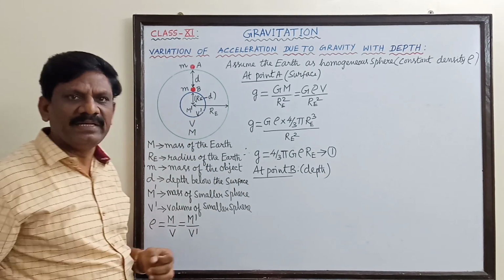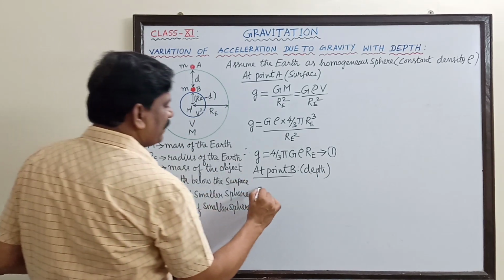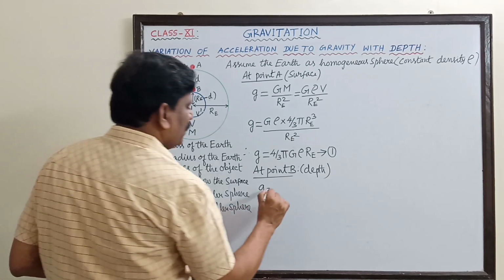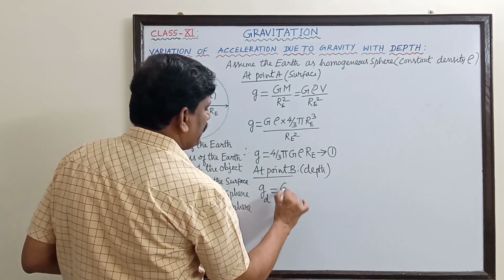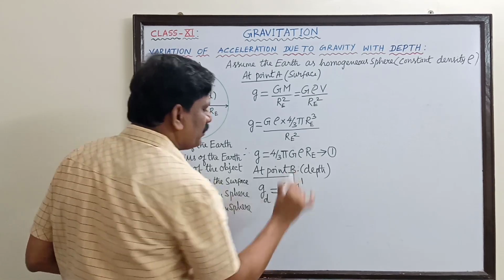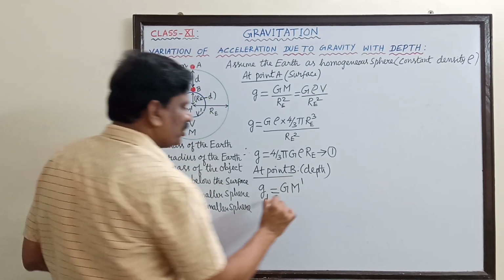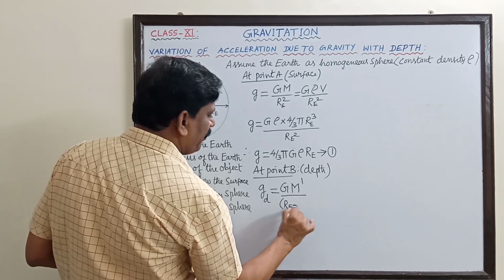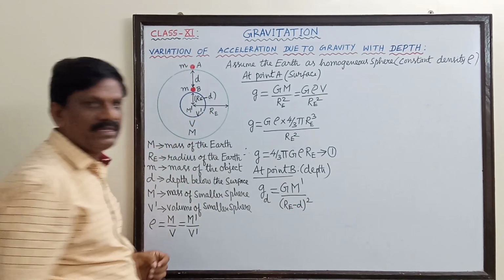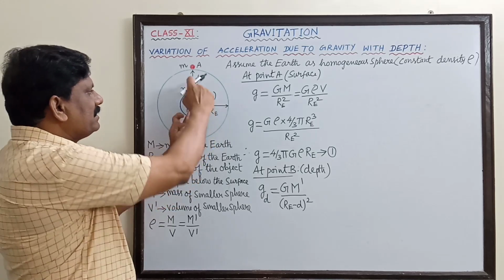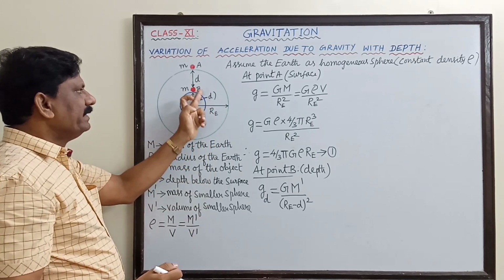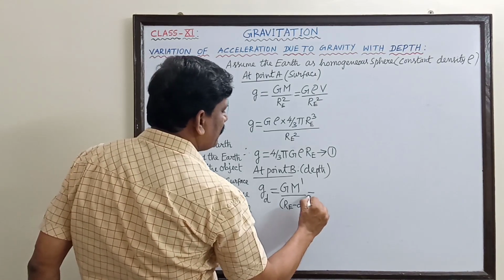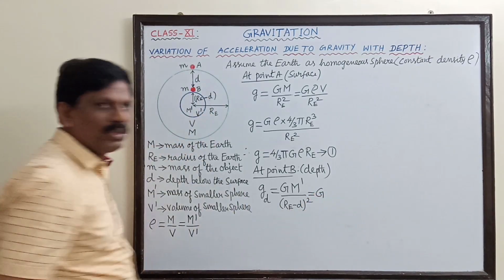At a depth d, for this I will take the symbol g suffix d. Understand that? This is equal to capital G into the mass of the smaller sphere, m dash, divided by distance square, which is Re minus d the whole square. Is it not? Re minus d is the distance of the mass m from the center. So Re minus d the whole square.